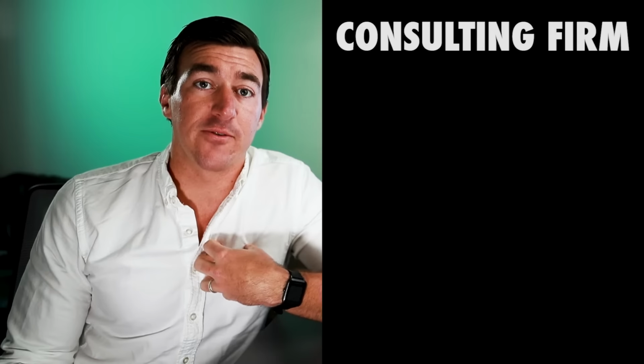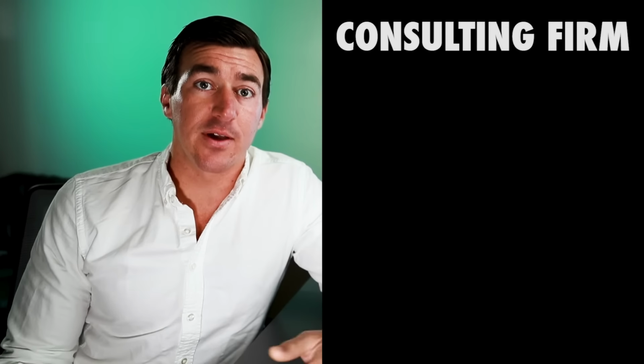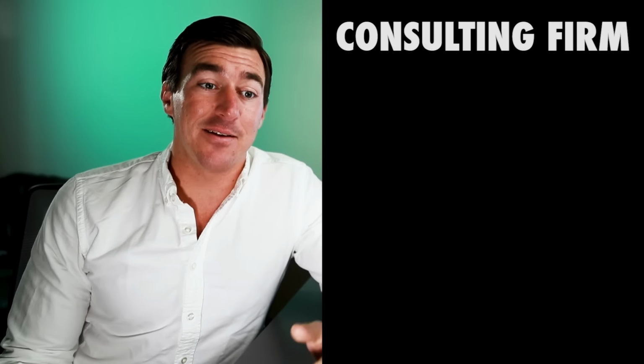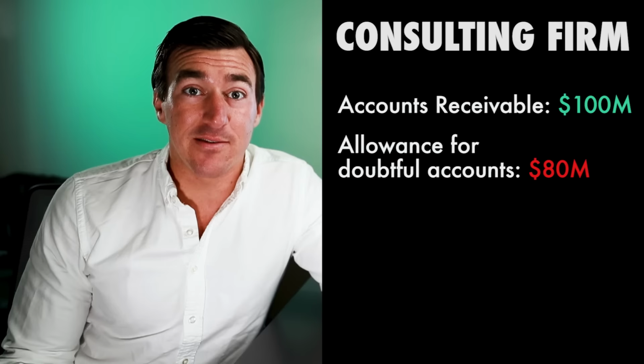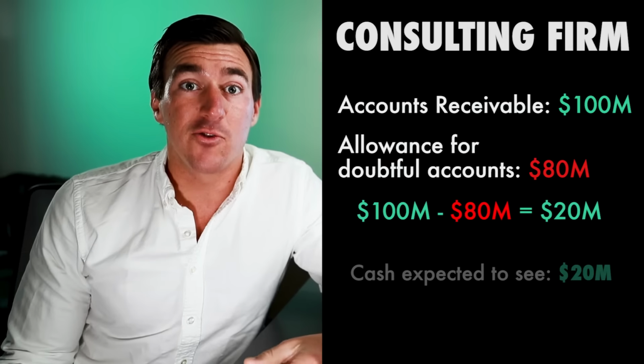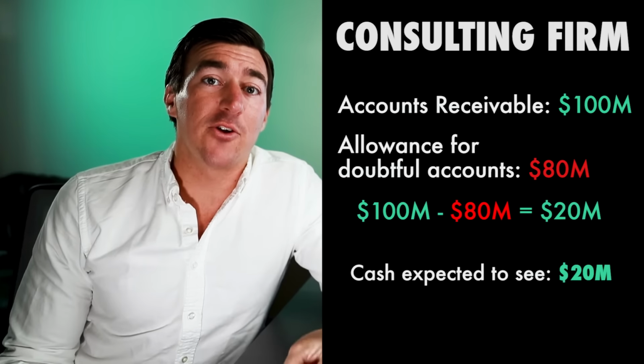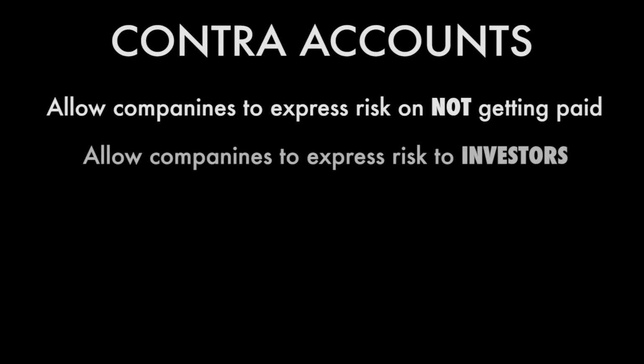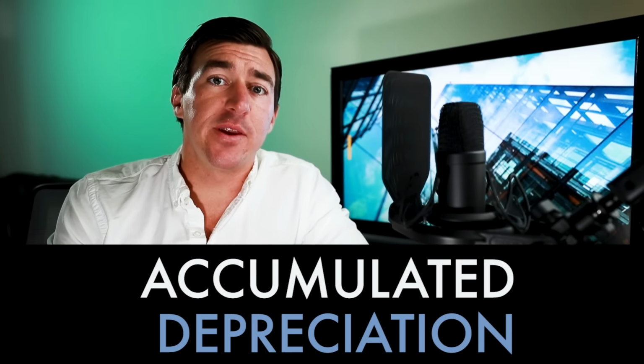So, if I was a consulting firm and I went out there to do some consulting and I was consulting a company that was on the verge of bankruptcy, I may say, hey, they owe me $100 million in fees, but I may only get to see $20 million of that. See, a Contra account, like allowance for doubtful accounts, allows companies to express risk to their investors. It allows them to actually say, hey, while we did this much in work, we may not get all that money back.